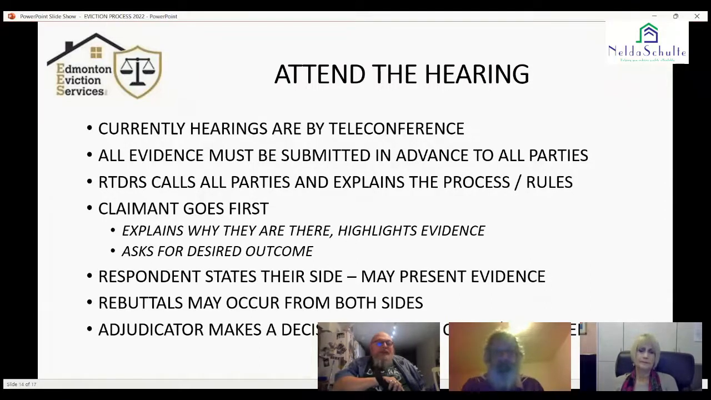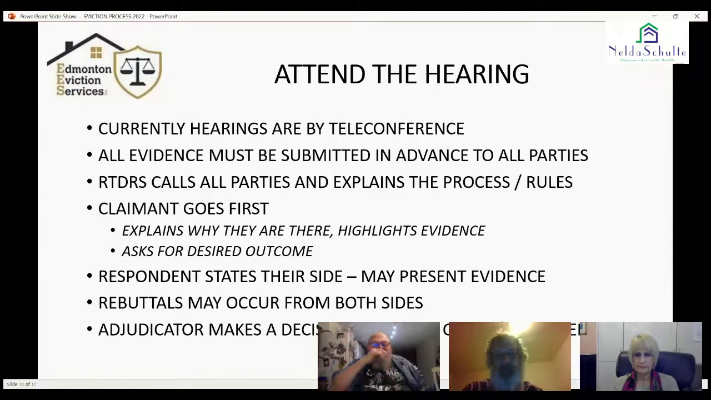Then the respondent states their side. They may have had evidence they sent in and want to show that. Then there are rebuttals that may occur from both sides. Then the adjudicator makes a decision. Once they have all the evidence that they feel they need, they make a decision and issue a court order and a judgment.